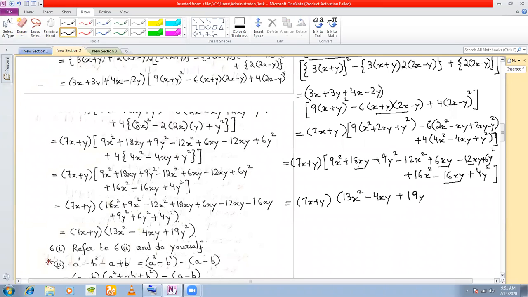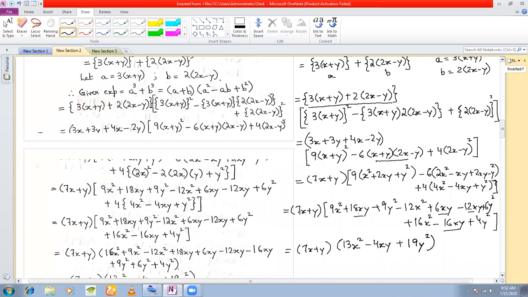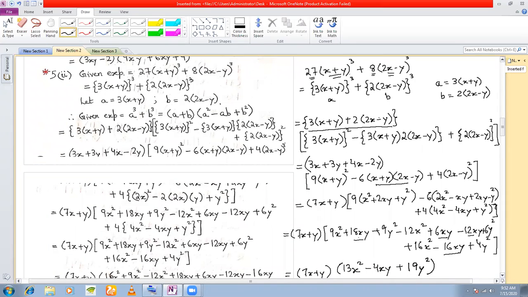19y square. Okay, this is how you factorize. Remember that this entire expression 3x plus y has to be taken as our a. Here we have taken thrice of x plus y entirely as a, and this entirely as b. Okay, and then we have simplified.